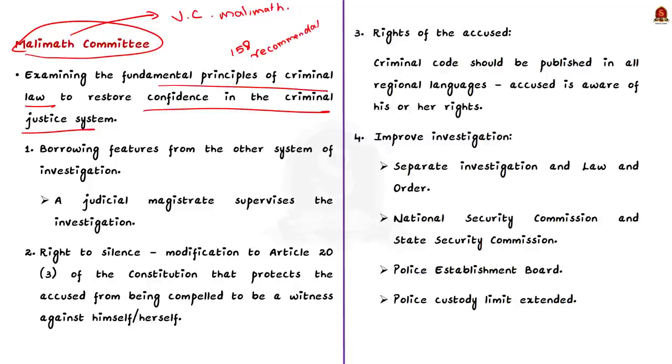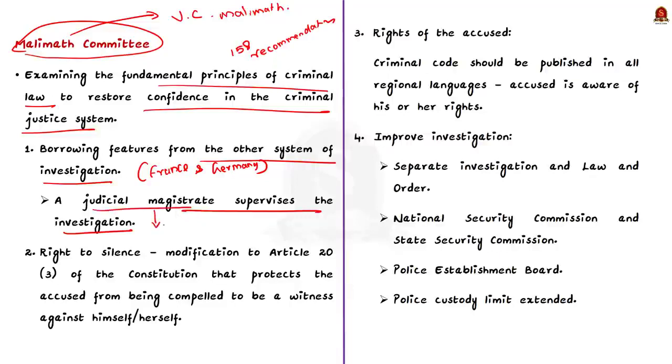Firstly, the committee suggested borrowing features from the investigation practiced in countries such as Germany and France. In these systems, a judicial magistrate supervises the investigation. That is, the court will be given the authority to summon anyone for questioning, irrespective of whether they are designated as witness or not. The judicial officer oversees the investigation process. See, this will help prevent police excess during investigation.